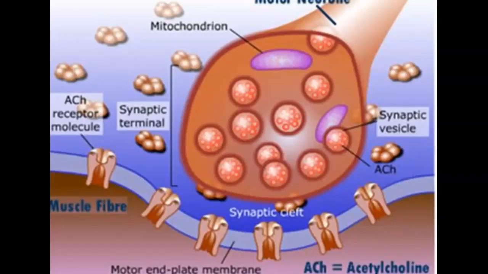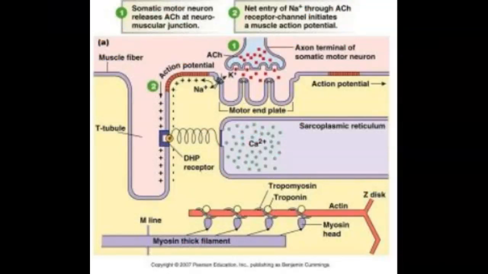Step 2. Acetylcholine is released and binds to acetylcholine receptors in the sarcolemma. For step 3, acetylcholine binds with receptors and opens sodium channels. Sodium channels open and sodium comes in, and there is a decrease in the resting potential.